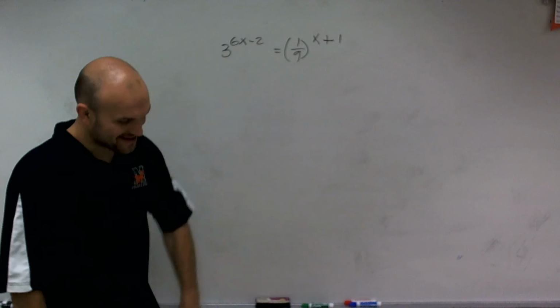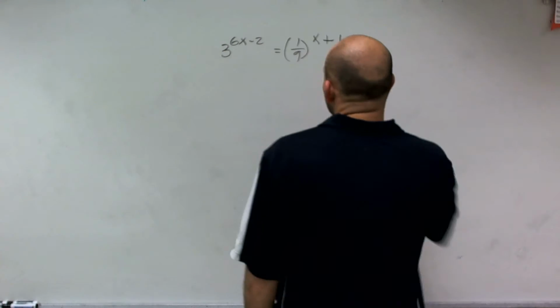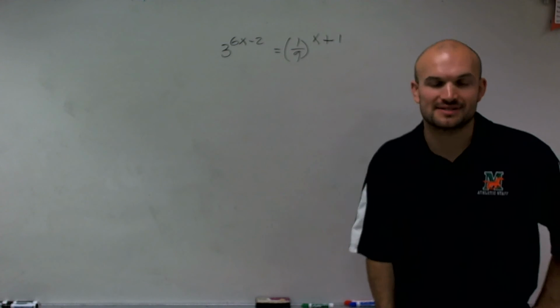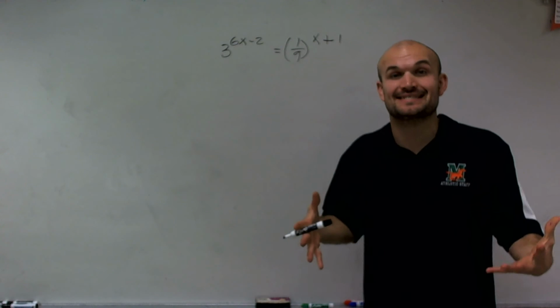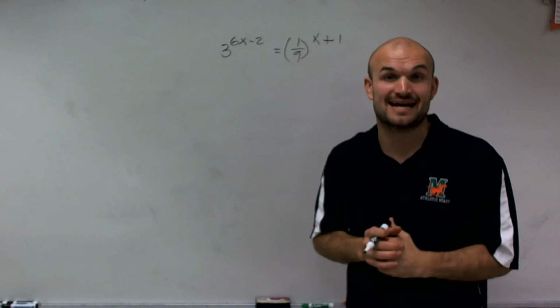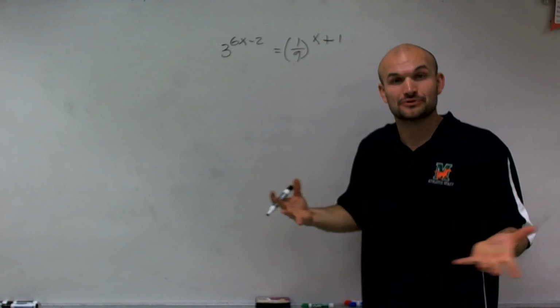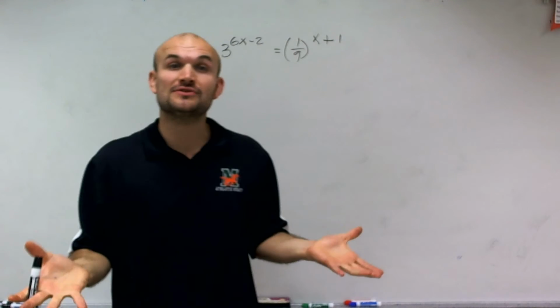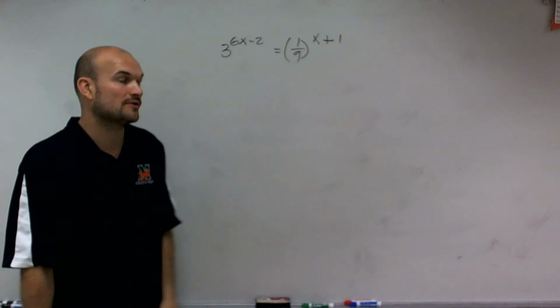Here we go. So I have 3 raised to the 6x minus 2 equals 1/9 raised to the x plus 1. So we've been talking a lot about keeping the exact same base, right? If I can have the exact same base, then I know that the exponents are going to be equal to each other. But then we can use that power of equality to help us solve for the rest of the problem.